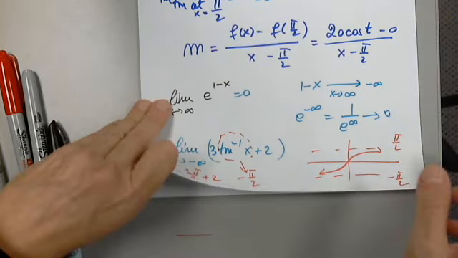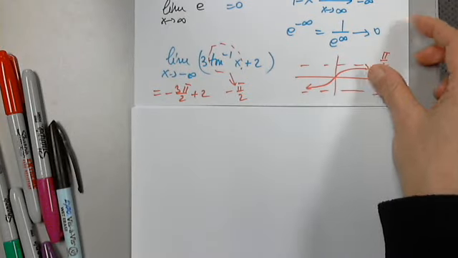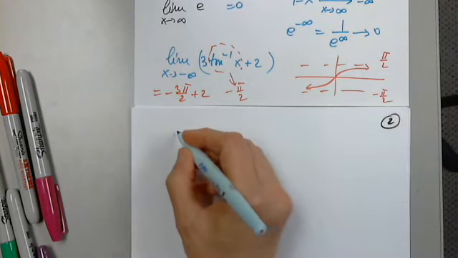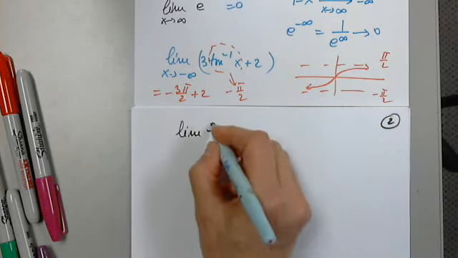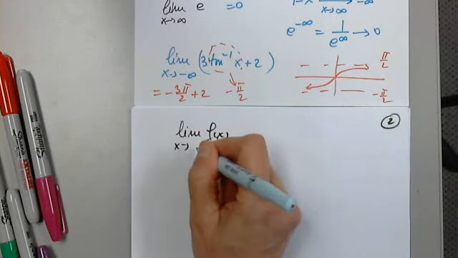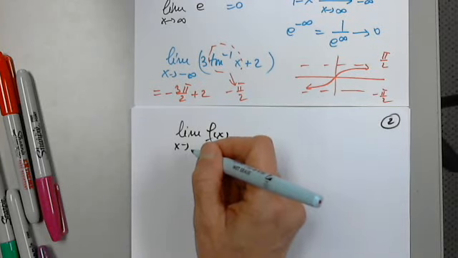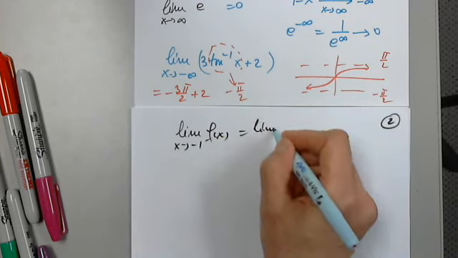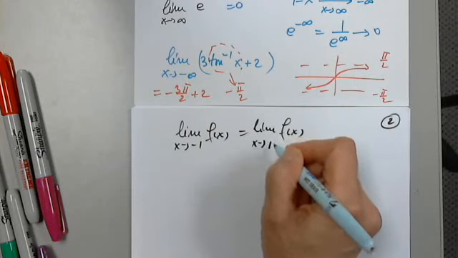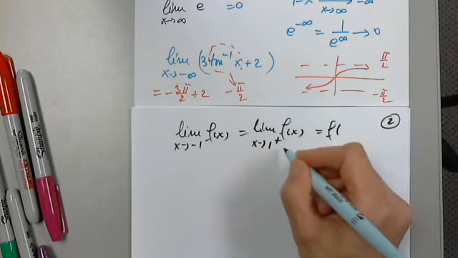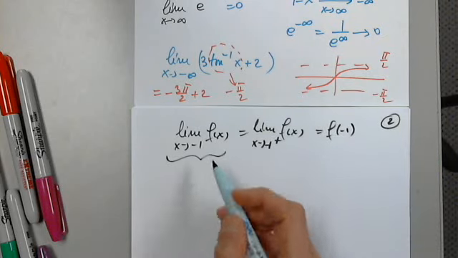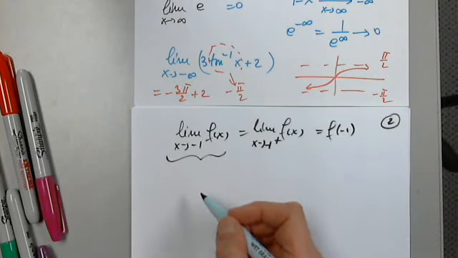What does it say? Right, so all you have to do is write the limit of f of x as x approaches 1, negative 1. Negative 1 equals the limit of f of x as x approaches negative 1 from the right equals f of negative 1. So how much is this from the function?